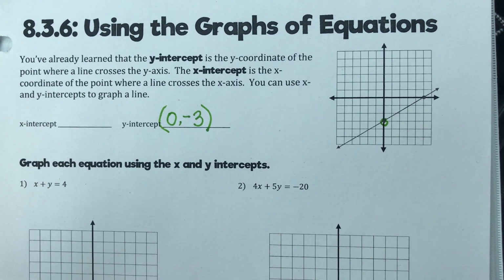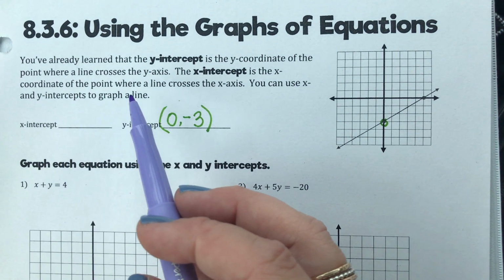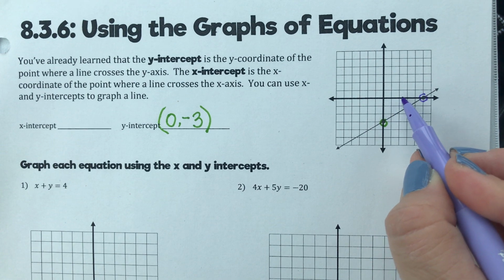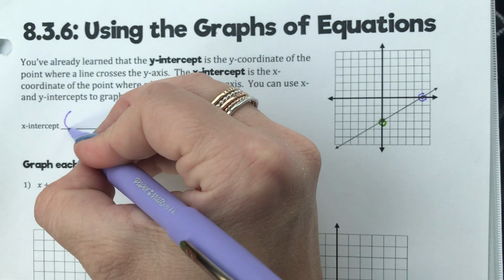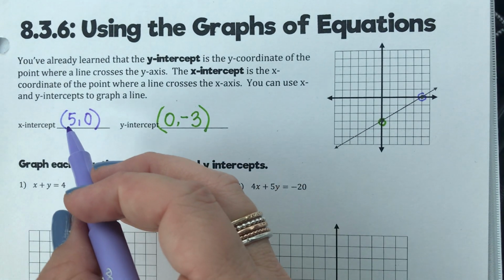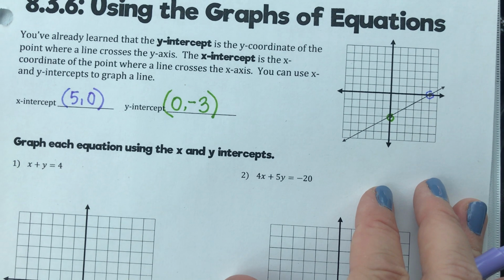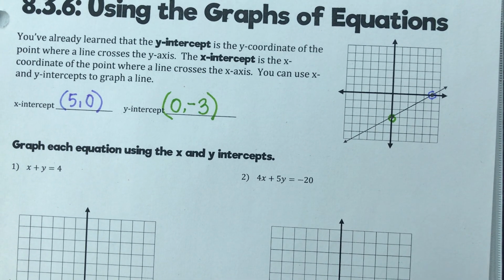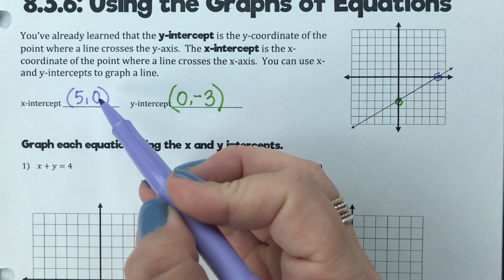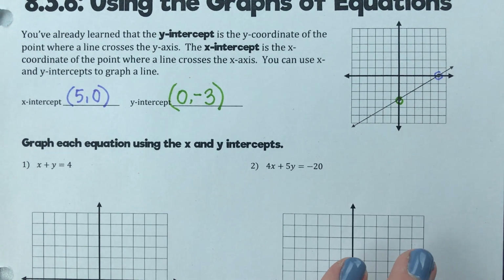And then what we're going to learn about today is the x-intercept. That's the x-coordinate of the point where a line crosses the x-axis. So this crossed at 1, 2, 3, 4, 5, 0. Okay, I listed the ordered pair. You really only have to list 5 and -3. The reason I wanted to list the ordered pair is to show you that they each have a 0. When you do the x-intercept, the y is 0. When you find the y-intercept, the x is 0.